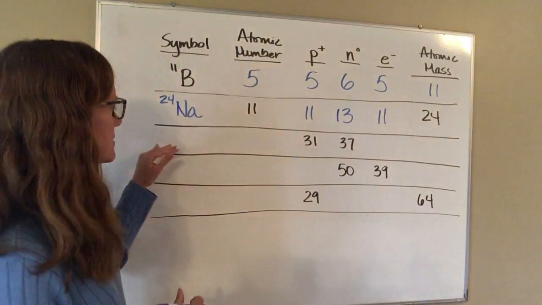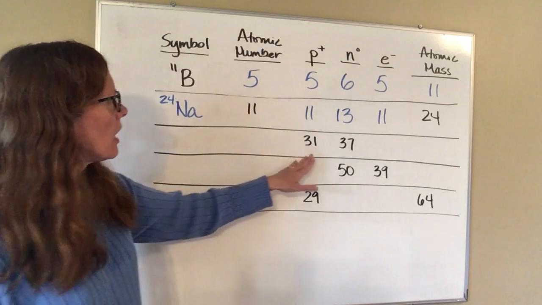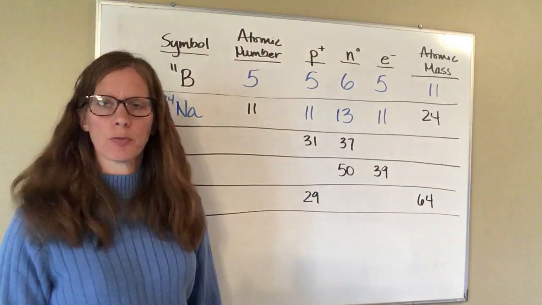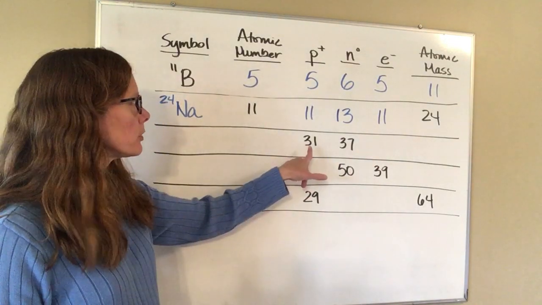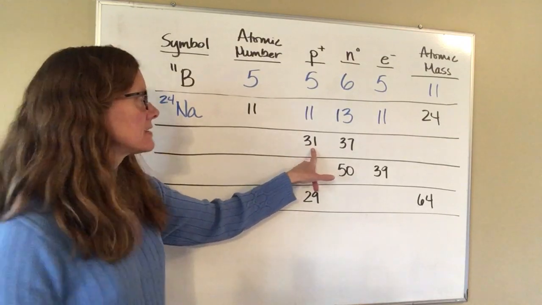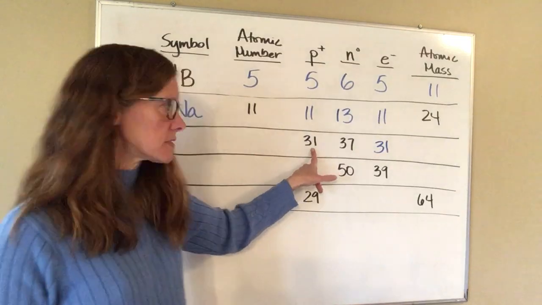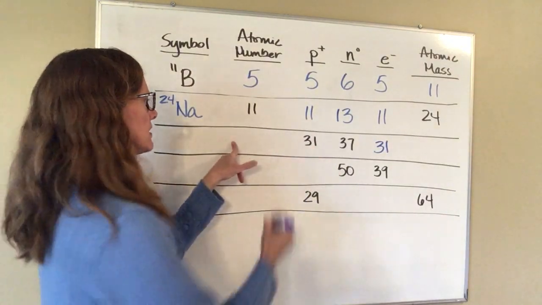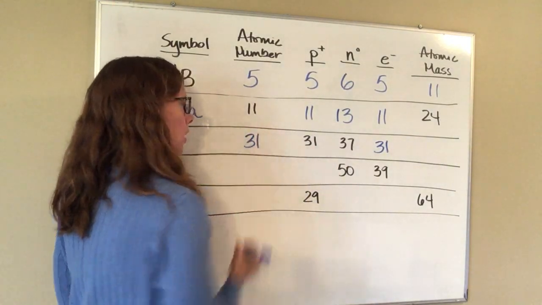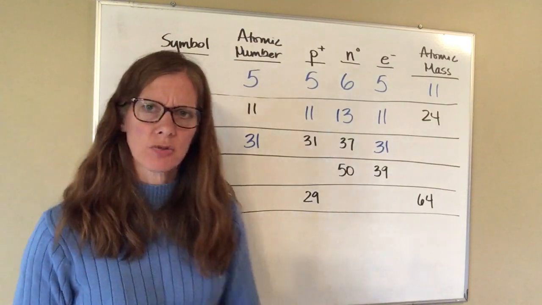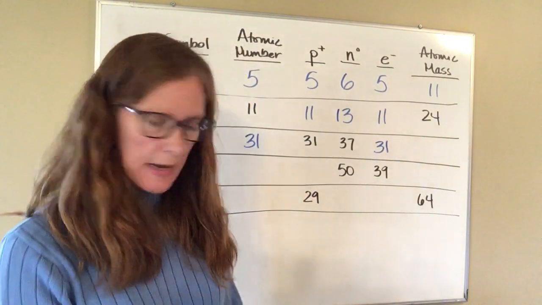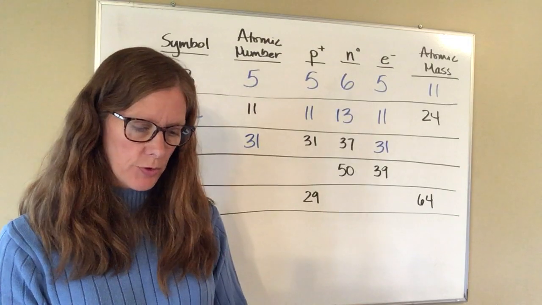Okay, let's go on to the next example. Here, I've been given the number of protons and the number of neutrons. Well, if you remember, the number of protons is the same as the number of electrons, because it has to be electrically balanced. The number of protons and the atomic number are always the same. So now I need to go to the periodic table, and I need to find element number 31.